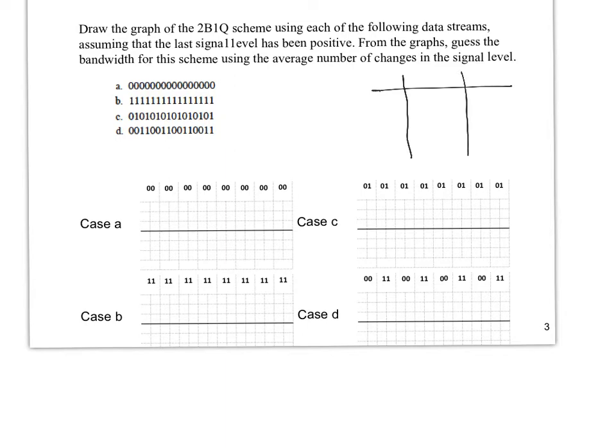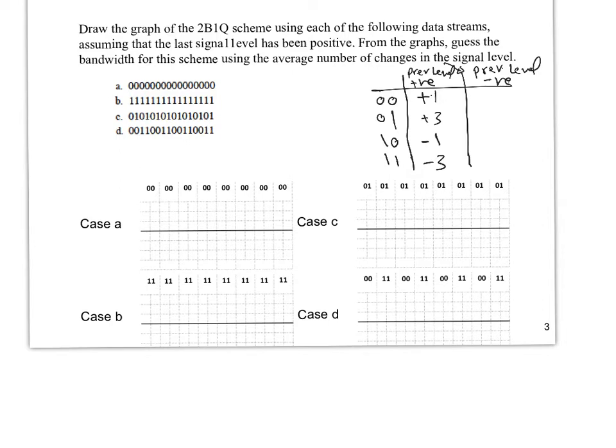For the bits, we have 00, 01, 10, and then 11. These are the four combinations that we have for converting each two bits to a signal level. And here we can put any signal levels. So for example, we'll put plus one, plus three, and then negative one and negative three. Of course, we discussed in the class that we have some inversion as part of the 2B1Q. So this is when the previous level is positive. And this is when the previous level is negative.